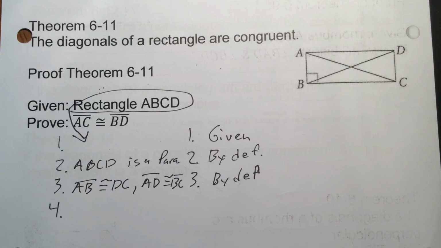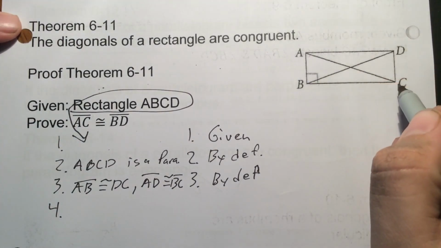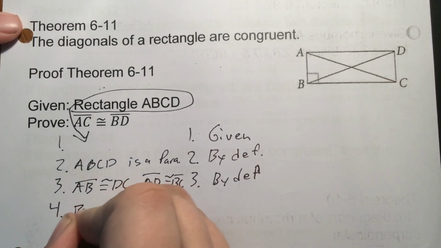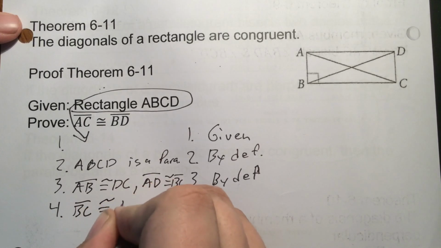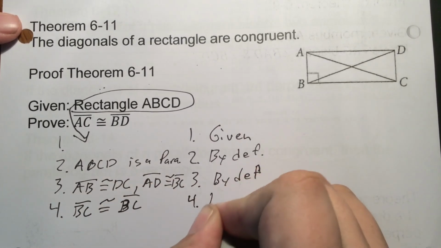So something else we can say is we're actually going to look at this. We need to tie it in to these diagonals. So what else we need to say is that BC and BC are going to be congruent, and I'll show you why here momentarily, which is by reflexive.